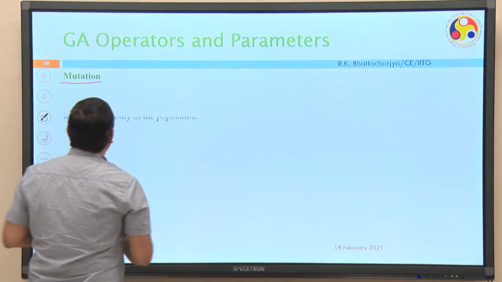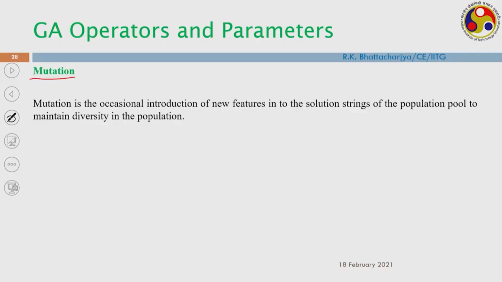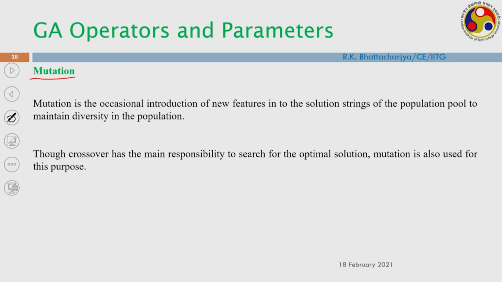How is mutation doing that? Let me check. So, what is mutation first? Mutation is the occasional introduction of new features in the solution strings of the population pool to maintain diversity in the population. What you want to do is create diversity, that means you want to maintain diversity in the population. So, we are using mutation. Though crossover has the main responsibility to search for the optimal solution, mutation is also used for this purpose.